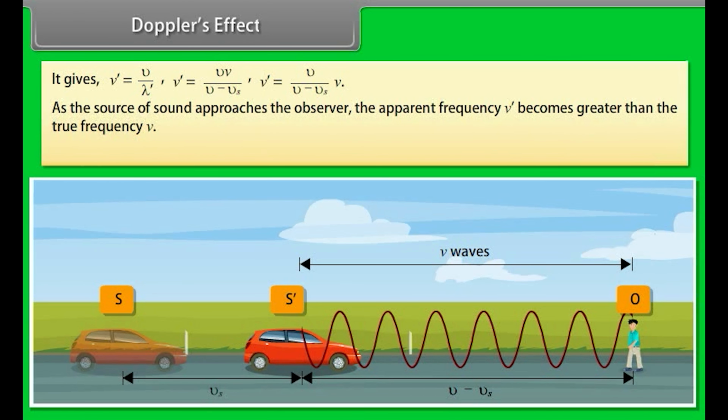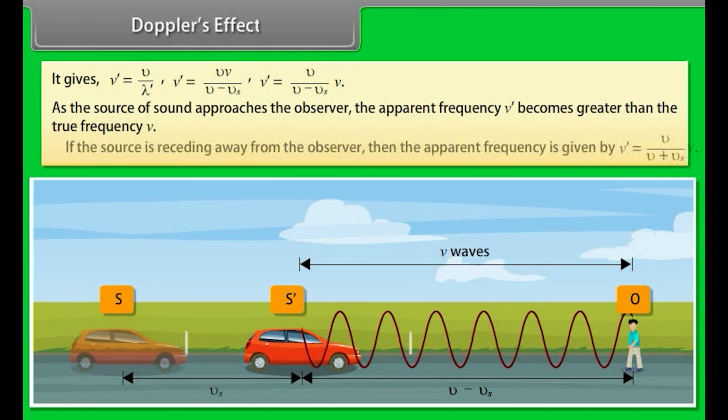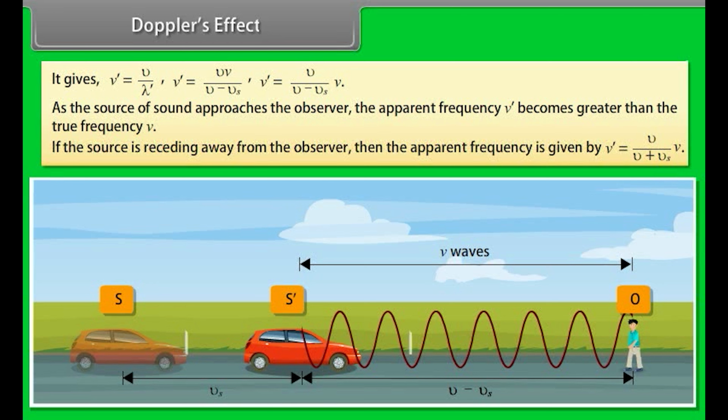So, as the source of sound approaches the observer, the apparent frequency nu dash becomes greater than the true frequency nu. If the source is receding away from the observer, then the apparent frequency is given by nu dash is equal to v upon (v plus vs) multiplied by nu.